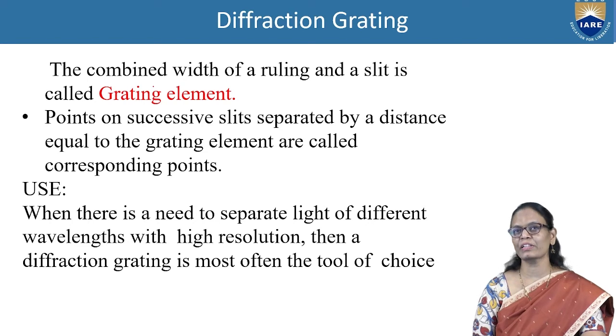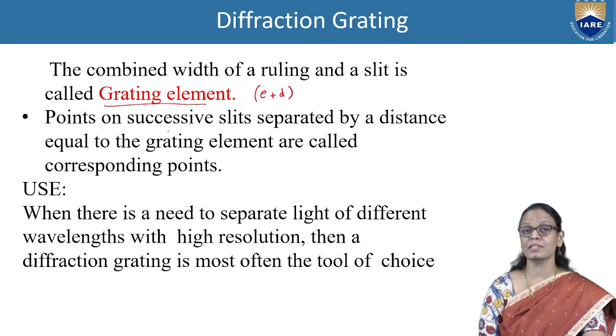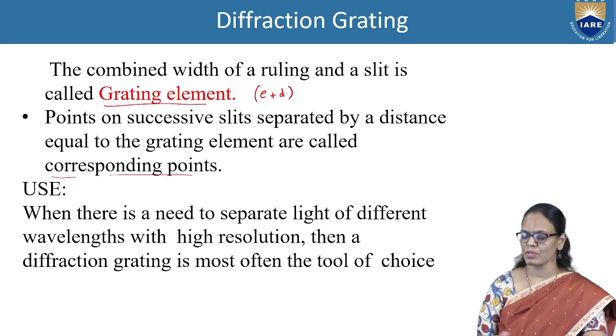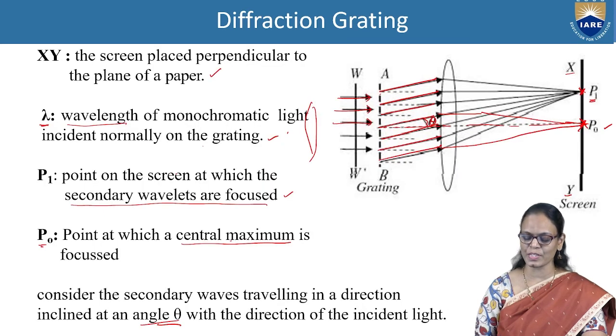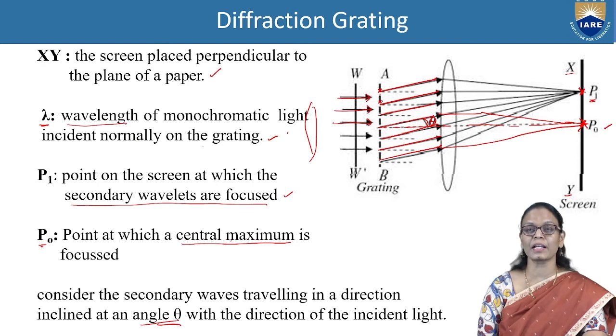The combined width of the ruling is called the grating element, as we have seen, which is given by E plus D. Now the points on the successive slits separated by a distance equal to the grating element are called the corresponding points. If you see here, the point here and the point here are the corresponding points. These are the two successive slits. So here and here, that is the grating element whose width is E plus D.